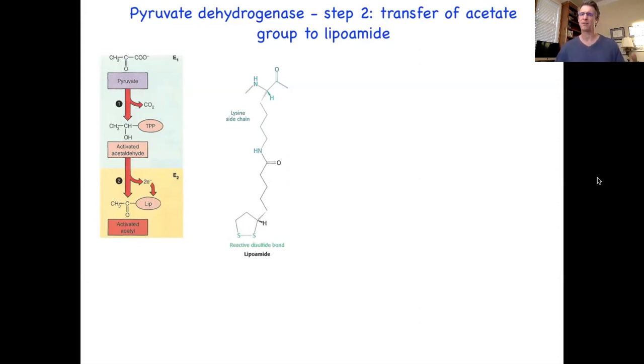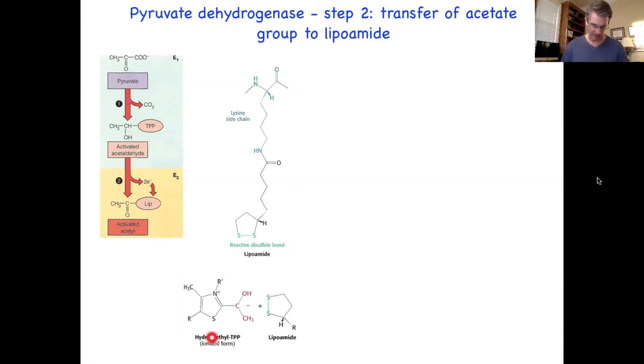Should be kind of reminiscent of Cleland's reagent, if you guys remember what DTT looks like. So it really quite readily forms a disulfide bond. So what we're going to do is use this as an electrophilic center to drive that synthesis of a thioester bond by using that stabilized carbanion on that hydroxyethyl TPP, right? And this happens again on the E2 enzyme, right?